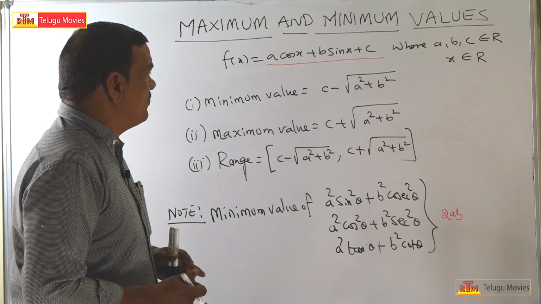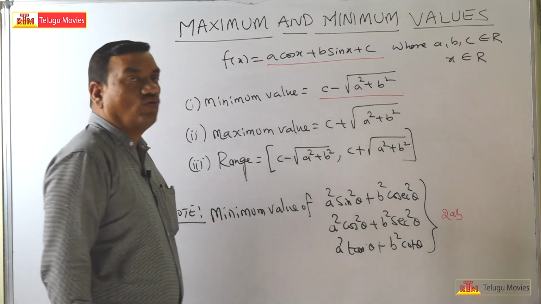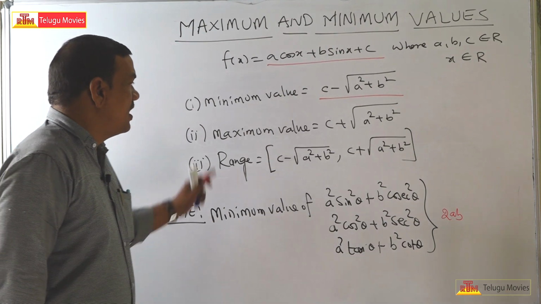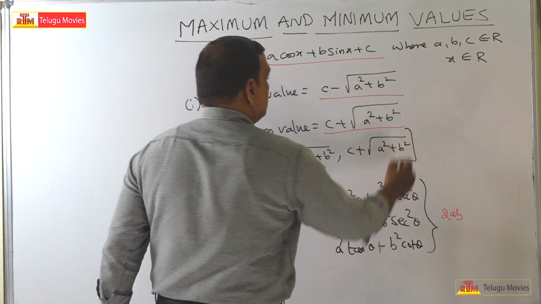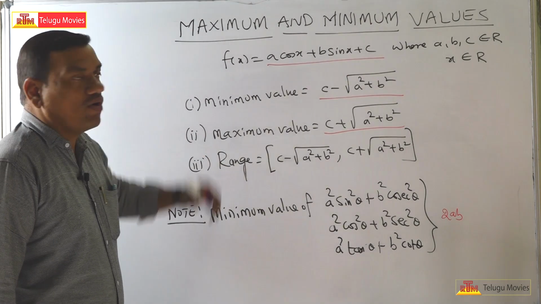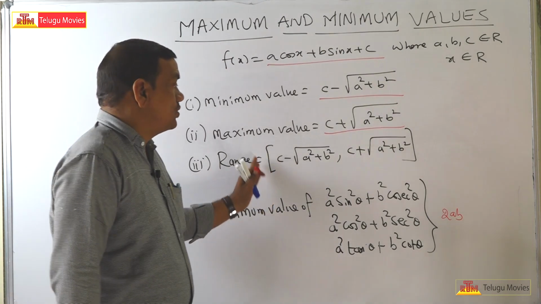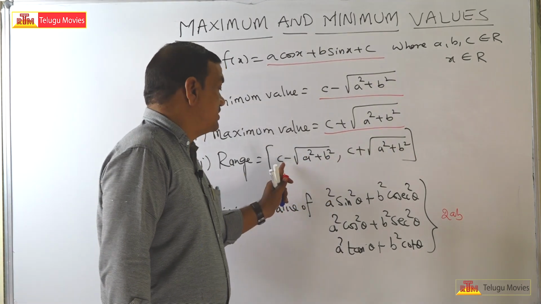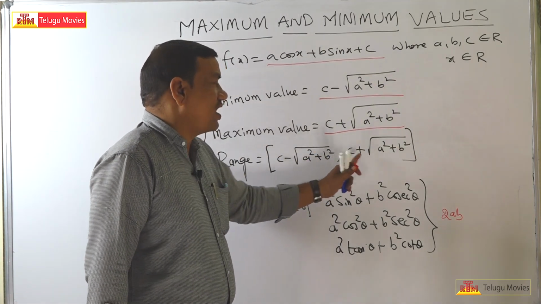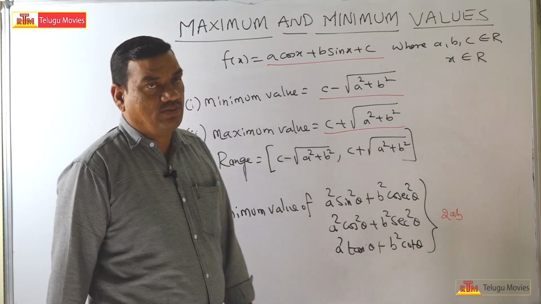For such functions, the minimum value is c minus root of a square plus b square, and the maximum value is c plus root of a square plus b square. And the range is the closed bracket c minus root of a square plus b square comma c plus root of a square plus b square. This is the minimum value and this is the maximum value.